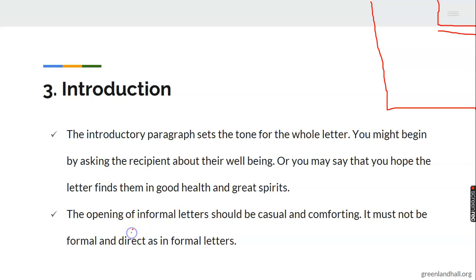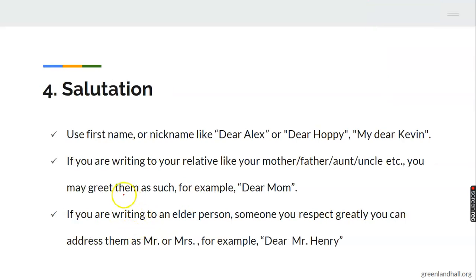Alright. Now the salutation. Actually, this comes before the introduction. Assuming, let's say this is our letter now. This is your address and this is your date. Your salutation comes right here. Dear Alex, as we have here. You can also use a nickname. Very important. You can use a nickname or first name. You have Dear Alex or Dear Oppie. Dear Mr. Kevin or Dear Kevin.